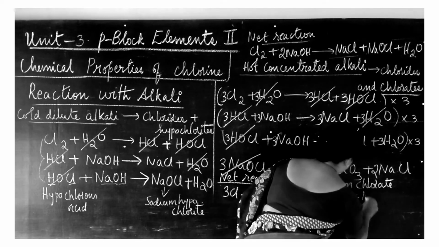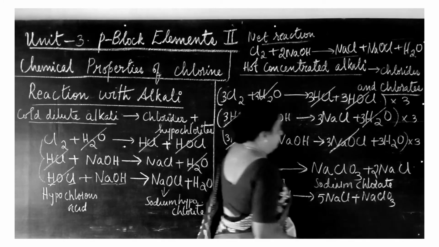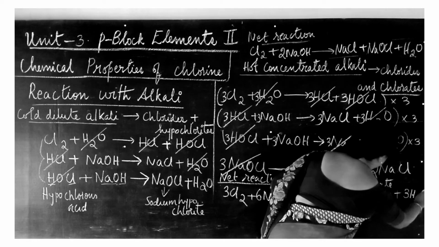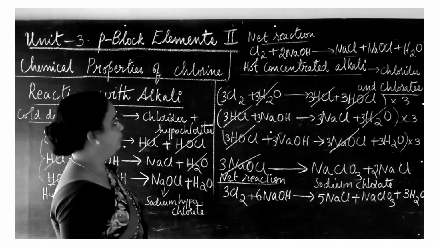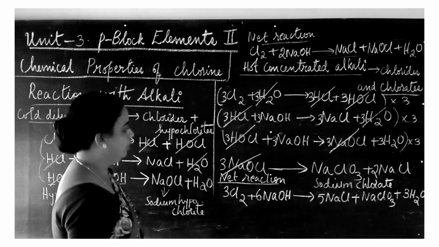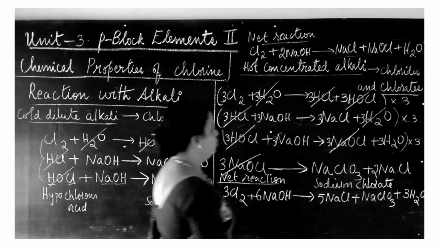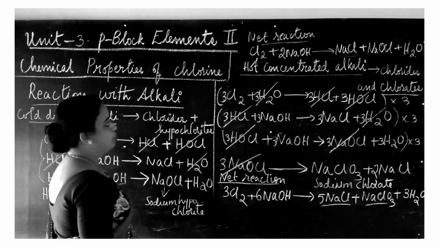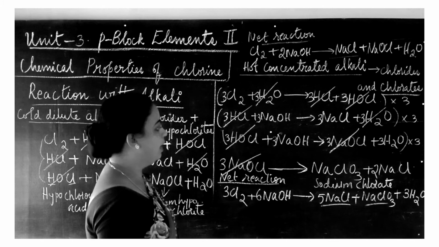Then NaClO3 plus 3 water molecules. So this is the overall reaction of chlorine with hot concentrated alkali. Okay, so sodium chloride, NaClO3, and water. So these are the end products you obtain after the reaction of chlorine with hot concentrated alkali.